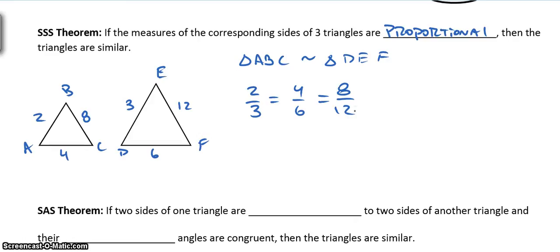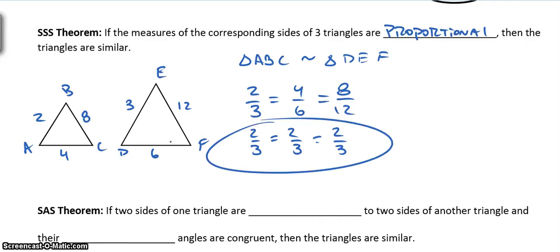If these are all equal proportions, then we're good to go. If they're not, then you're not similar. So if you reduce each, 2 to 2/3 is the same. 4:6, that reduces to 2/3. And 8:12, divide by 4, that equals 2/3. So all three sides are proportional.